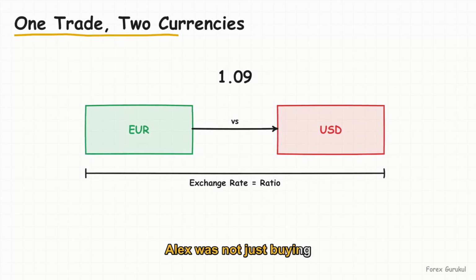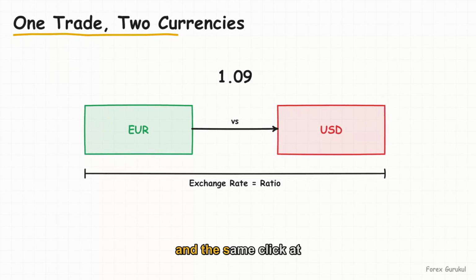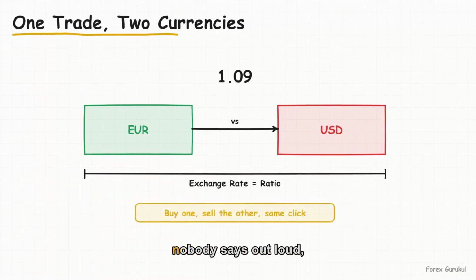Alex was not just buying euros. He was buying euros and selling dollars, in the same click, at the same instant. That is the part almost nobody says out loud, and it is exactly where Alex's confusion started.